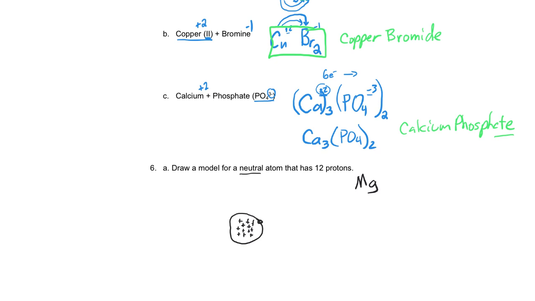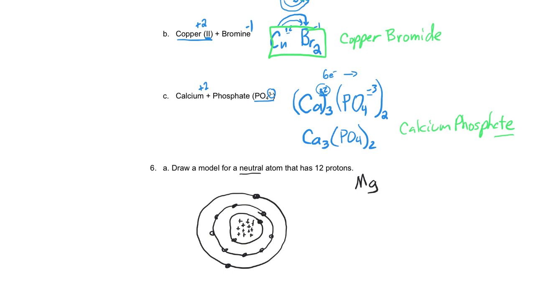Remember, the first shell will hold 2. The next shell will hold 1, 2, 3, 4, 5, 6, 7, 8. So I've got 2 plus 8, that's 10. So I need 2 more to make 12. So now I've got 12, and notice that 12 is exactly what I needed.